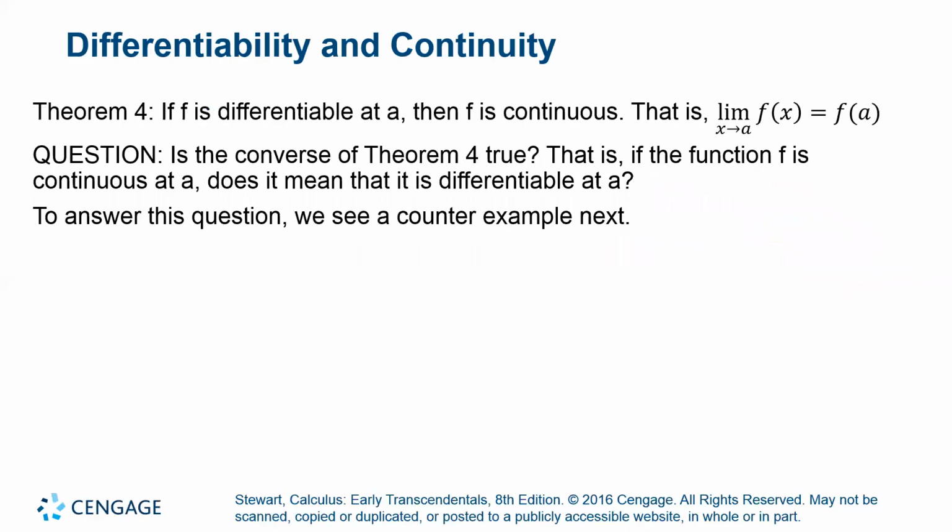Okay, so there's Theorem 4 in the text which says that if f is differentiable at a certain point a, then it is continuous. That is, if you have the limit as s goes to a of f of s equal to f of a, then we say that this function is differentiable at a. And if it's differentiable at a, then it is continuous. So the question is: is the converse of this theorem true?